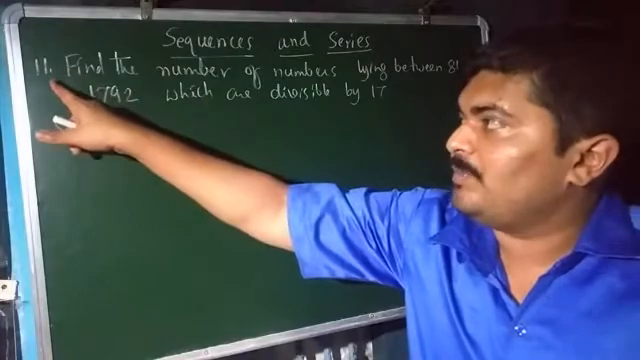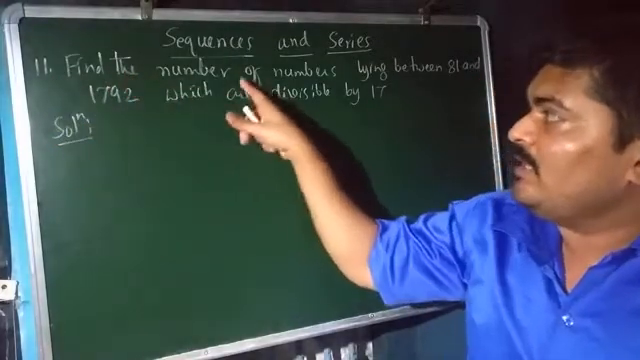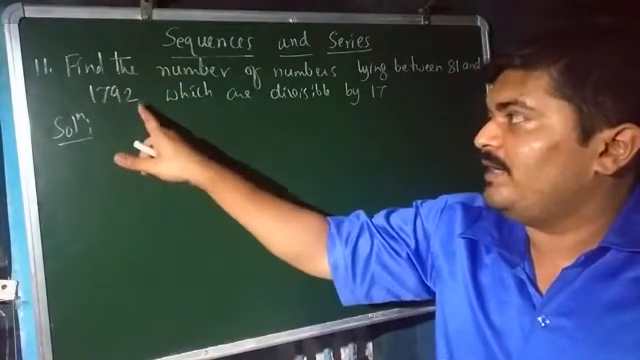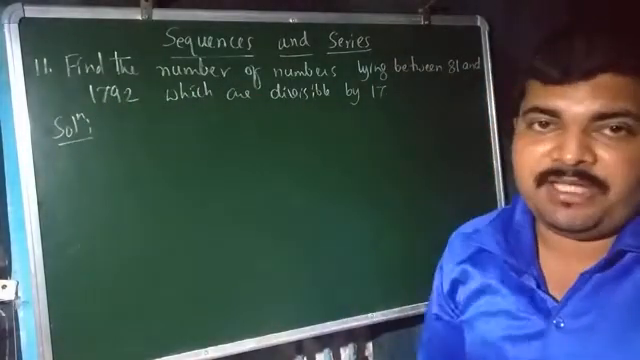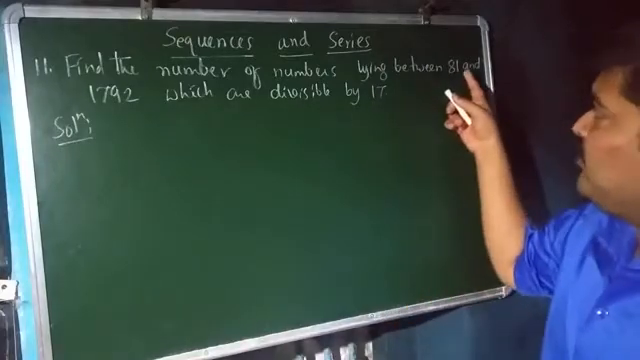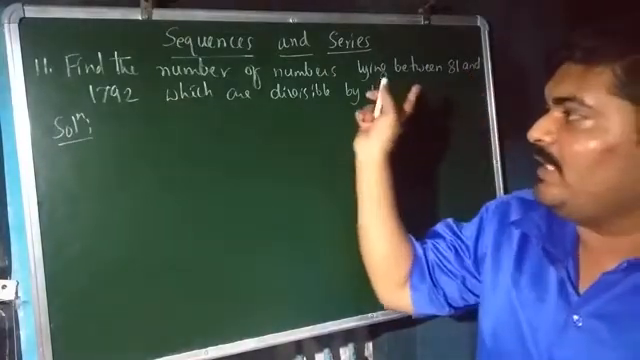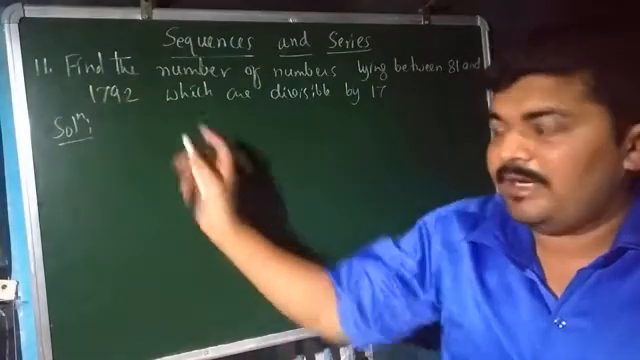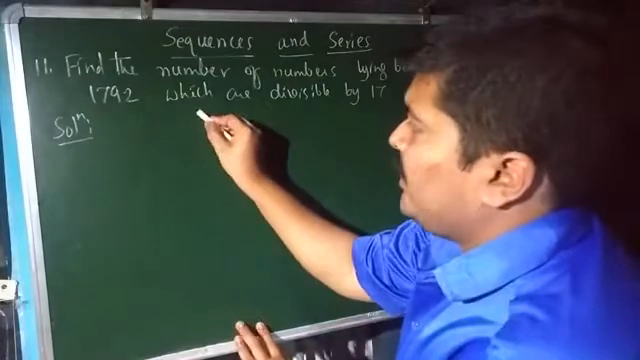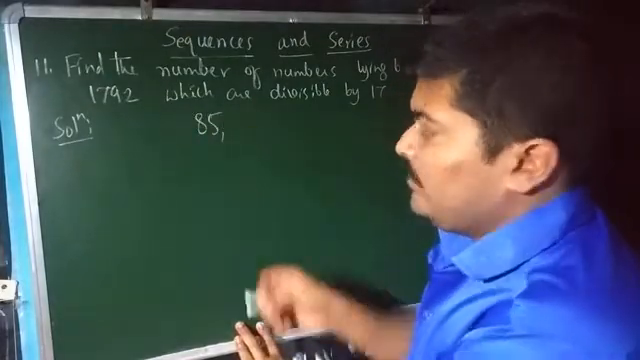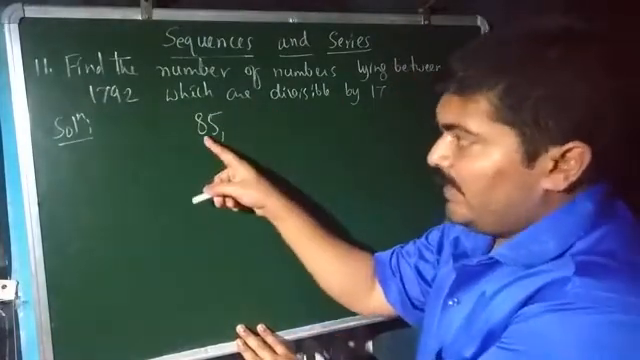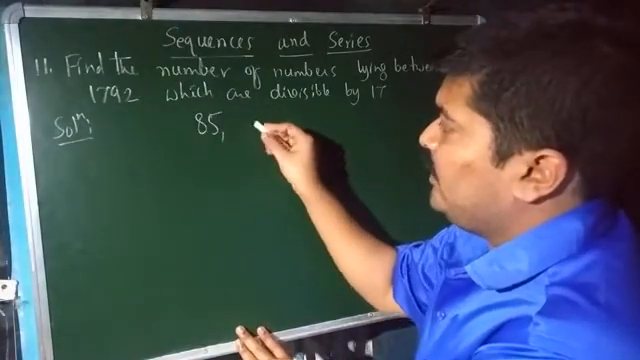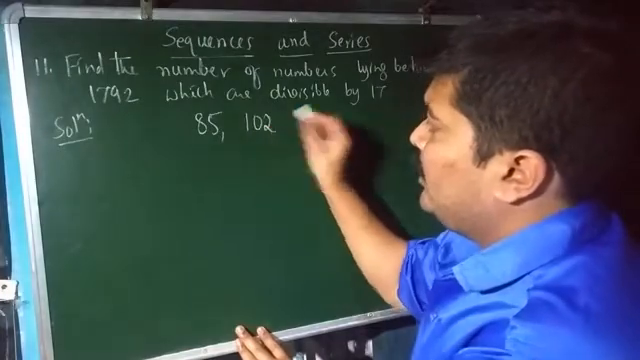Here you have problem number 11, which states: find the number of numbers lying between 81 and 1792 which are divisible by 17. Now, which numbers are divisible by 17? You are supposed to check the numbers between 81 and 1792. The first number that comes out is exactly 85, because 17 fives are 85, isn't it? If you continue, you will get the next term, which is 102.